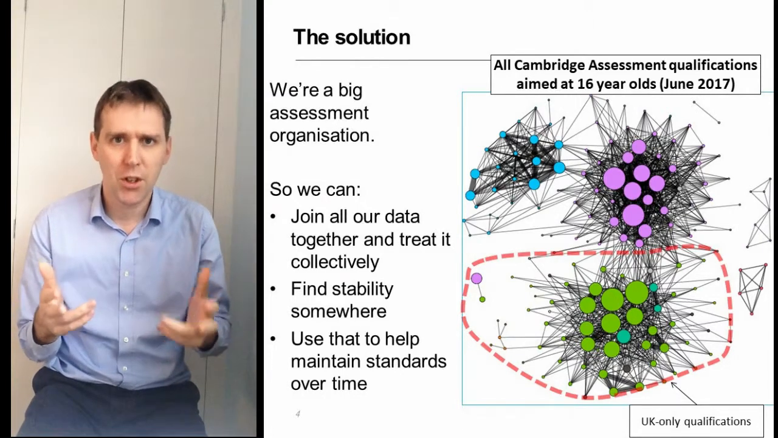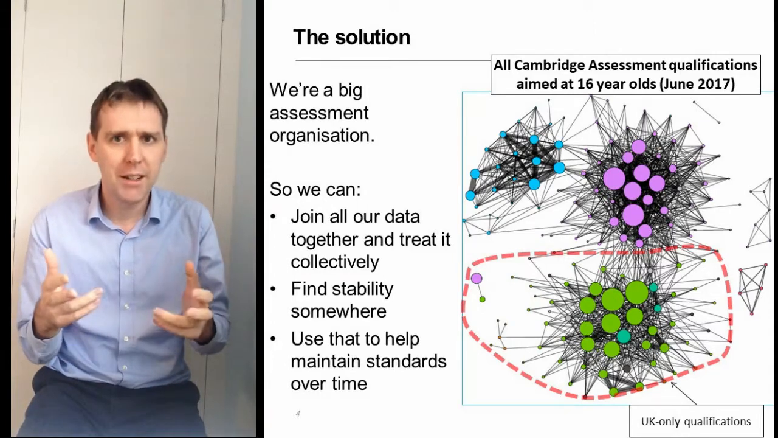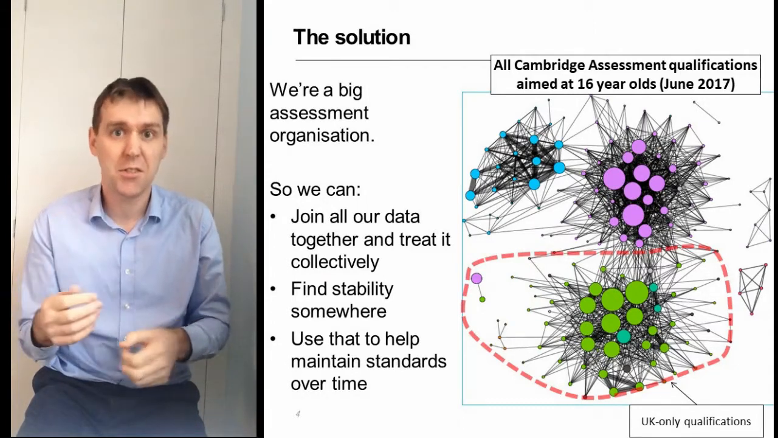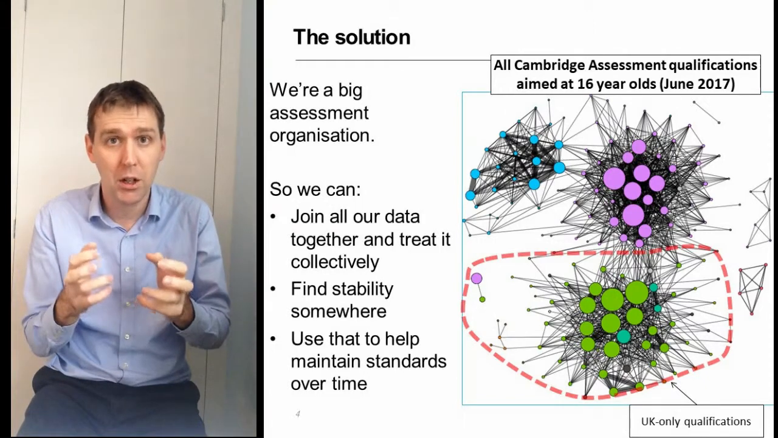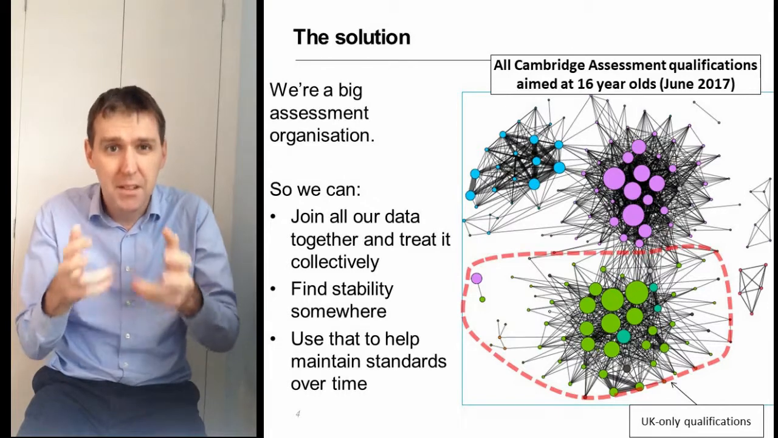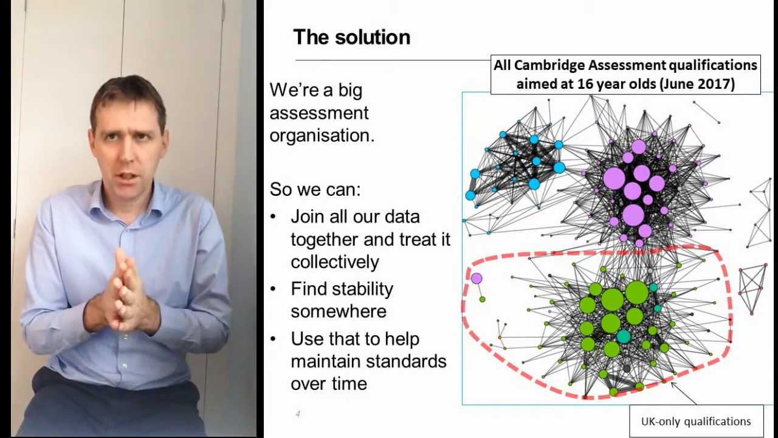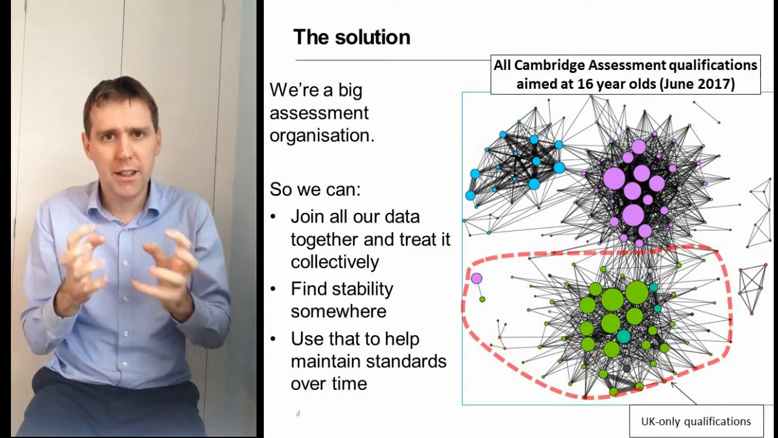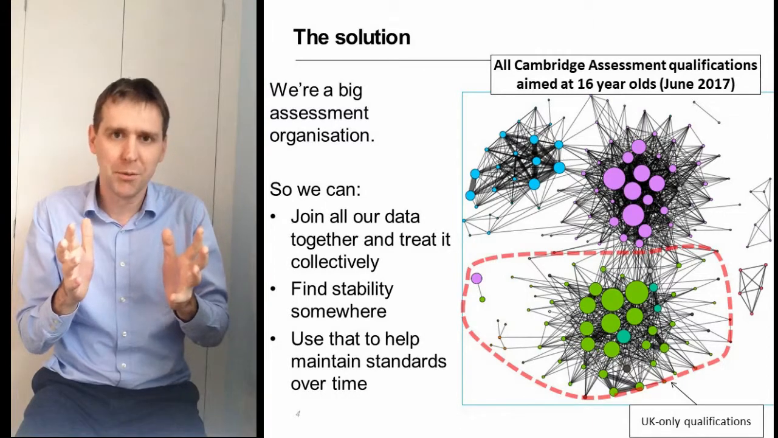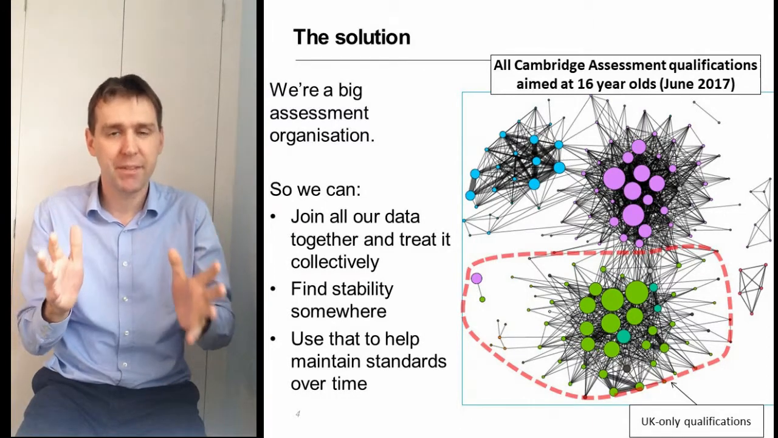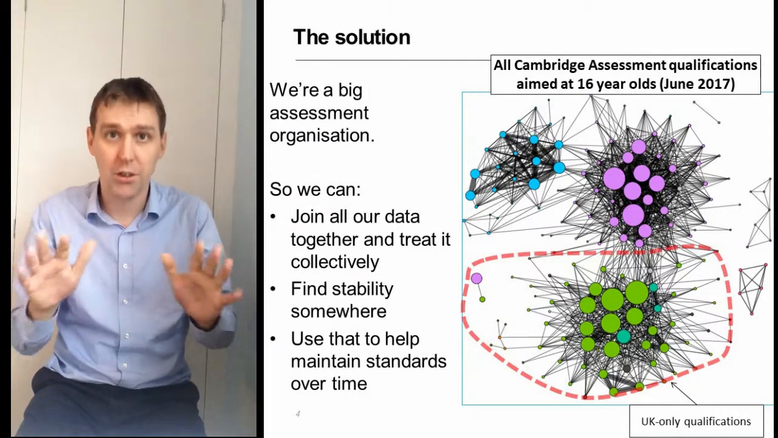So this means when we're trying to set grade boundaries for biology, for example, we could pull in data from other subjects, history, English, maths, bring it all together to tell us something about our cohort of students and tell us maybe something about where the grade boundary should be. More precisely, our idea is to join all our data together. And once we've got it all joined together, somewhere in the world, we'd hope to find stability somewhere. And then we can use that to help us set grade boundaries across everything.